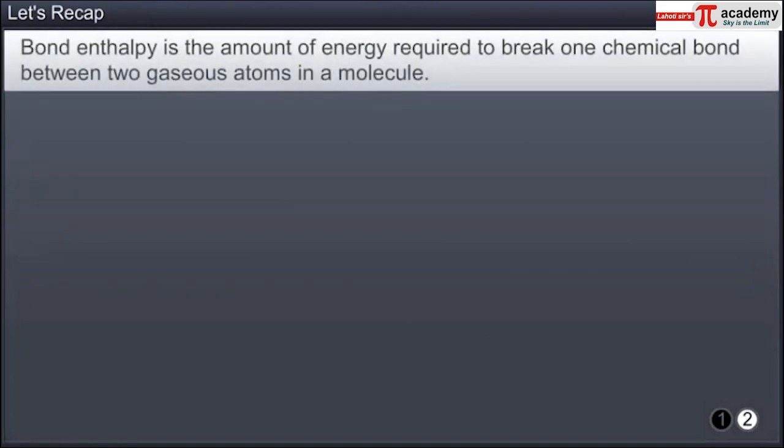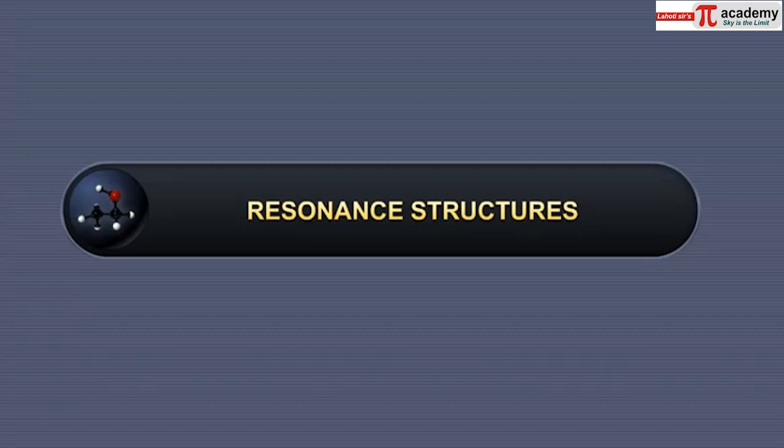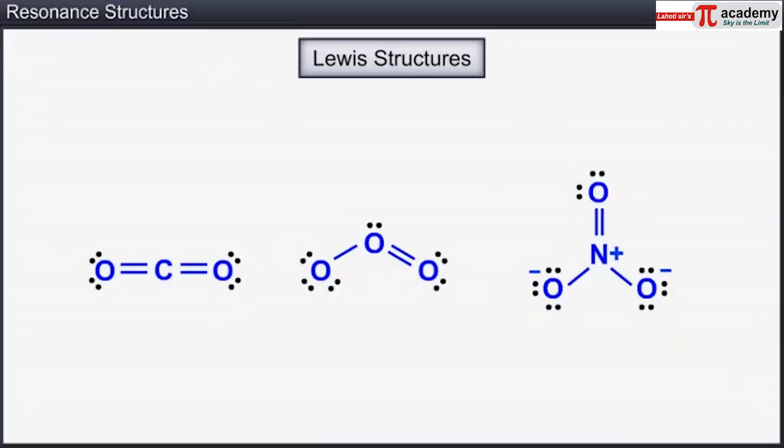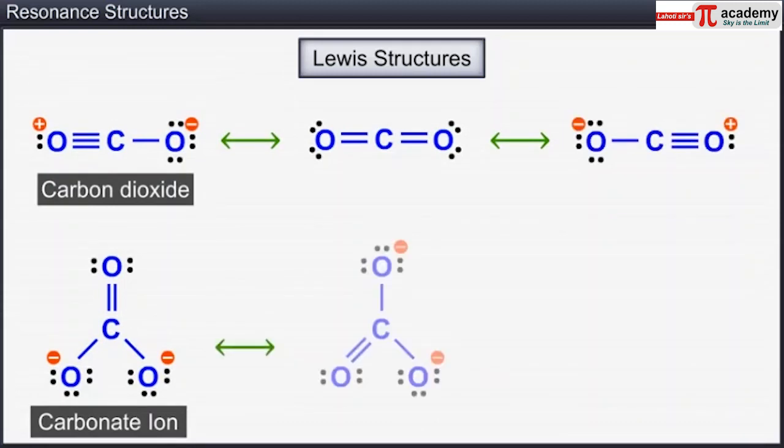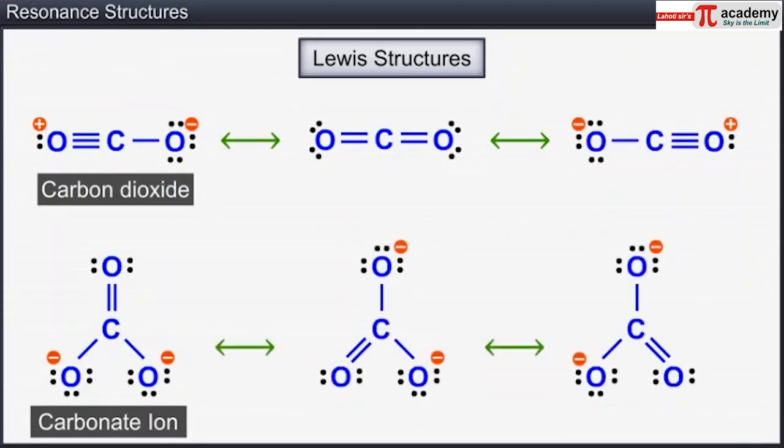Bond enthalpy is the amount of energy required to break one chemical bond between two gaseous atoms in a molecule. In this module, you will learn about resonance structures. We have already learned how to write the Lewis structures for different molecules and ions. For certain molecules and ions, more than one Lewis structure is possible.